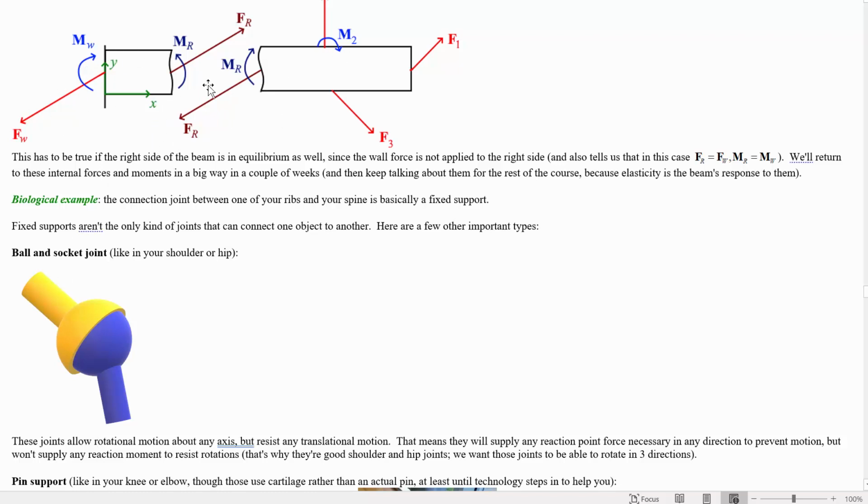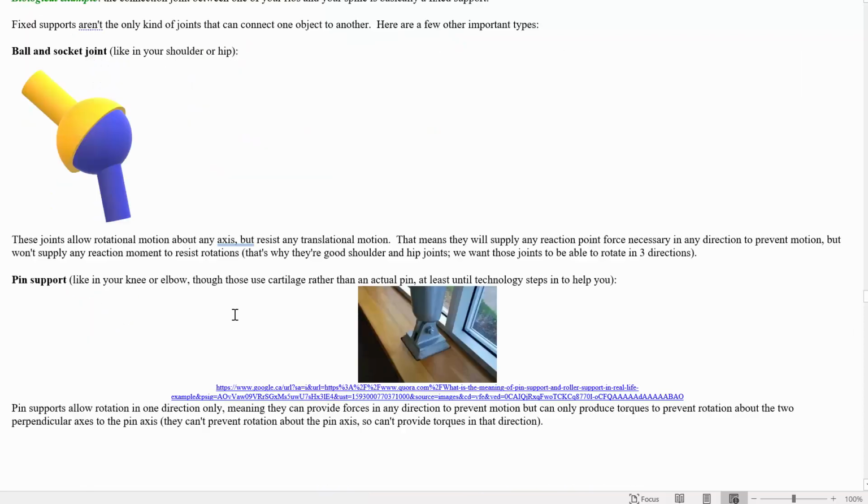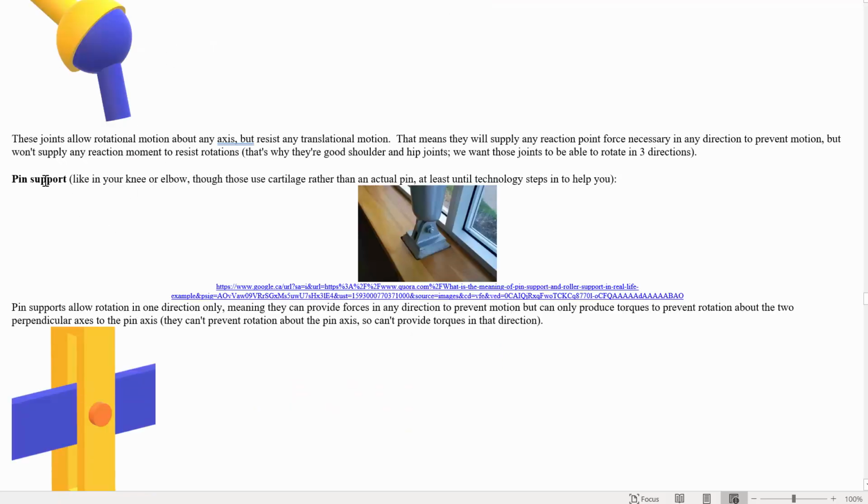That means it won't be able to hold an object still in general by itself, and we'll need some different joint somewhere else to make sure that we're achieving static equilibrium. You have a ball and socket joint in your shoulder and also in your hip. Besides that, there's pin supports. A pin support is like in your knee or elbow. There's not actually a pin there, unless maybe you've had some surgery to add one. It's cartilage, but it acts like a pin.